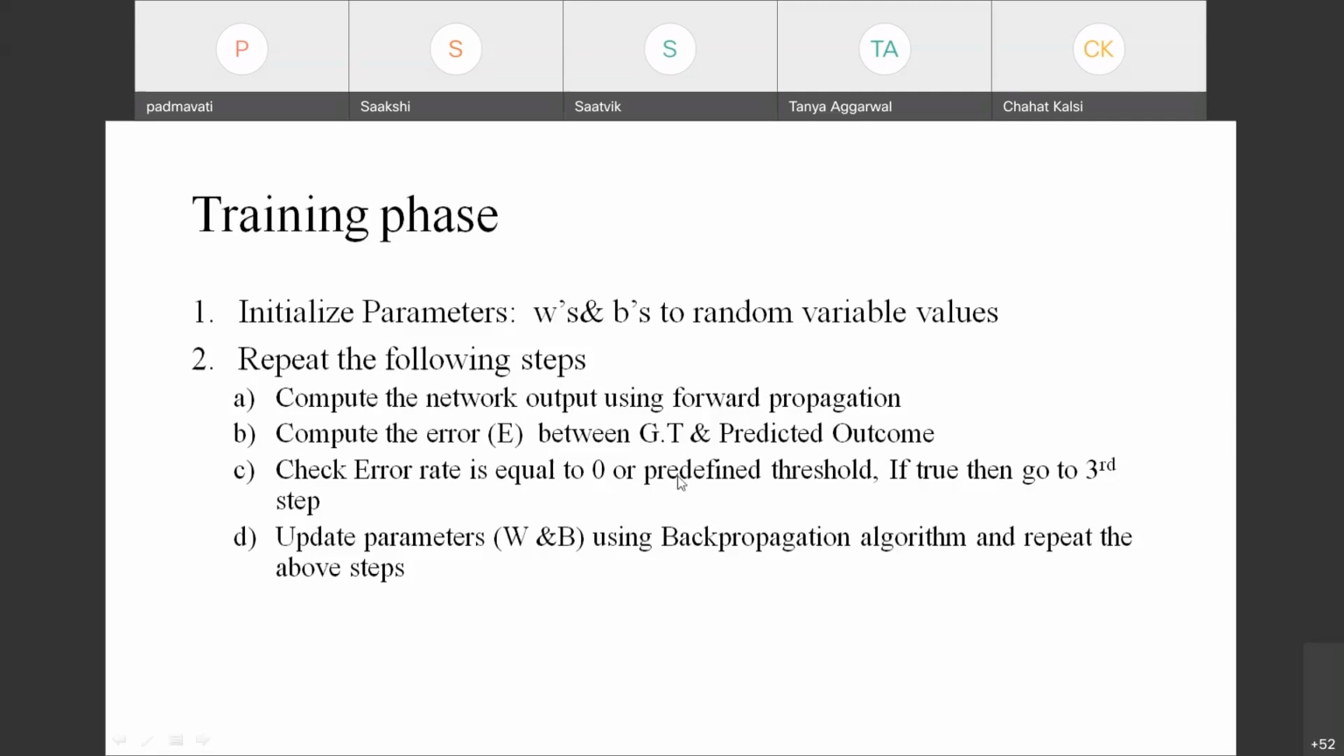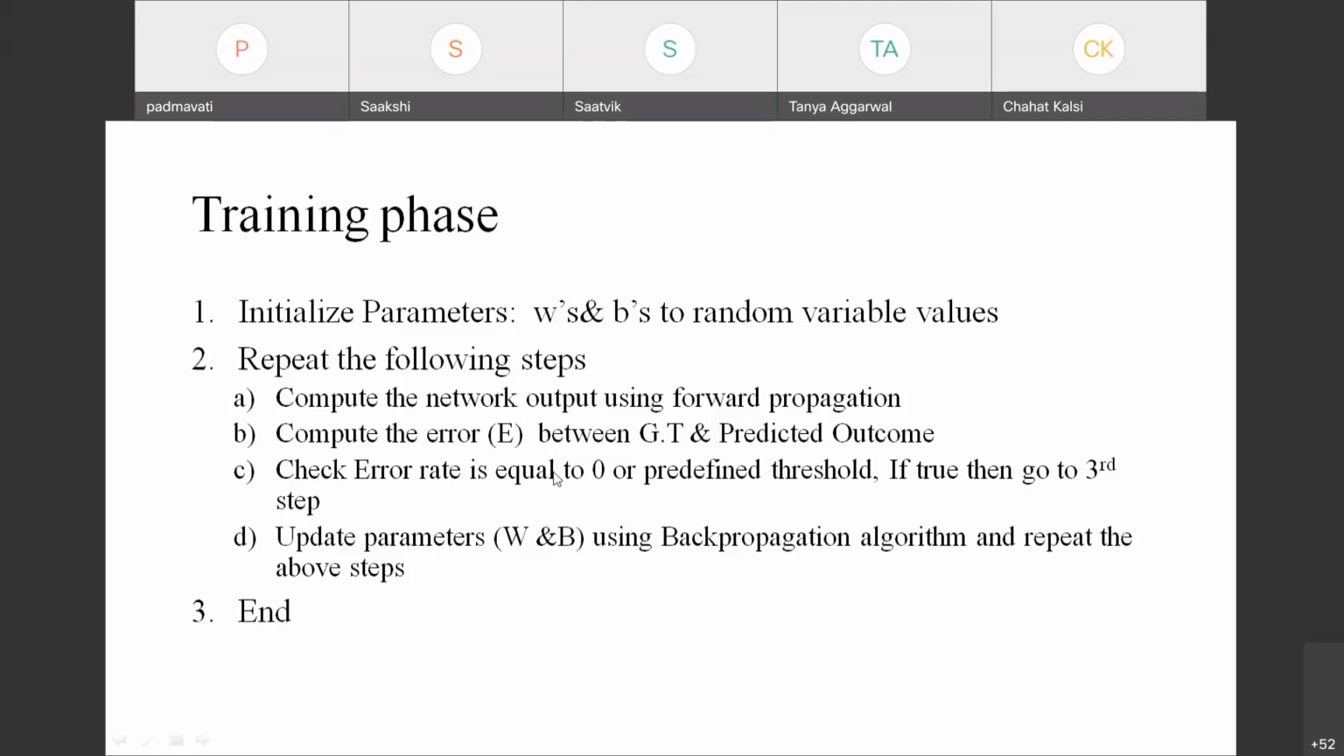So in those cases, I will set the predefined threshold. If my error rate is either 0 or within the predefined threshold, and that is true, then we will be completing the second step and ending the training phase.